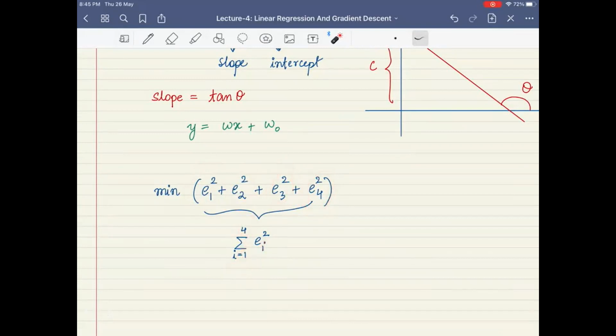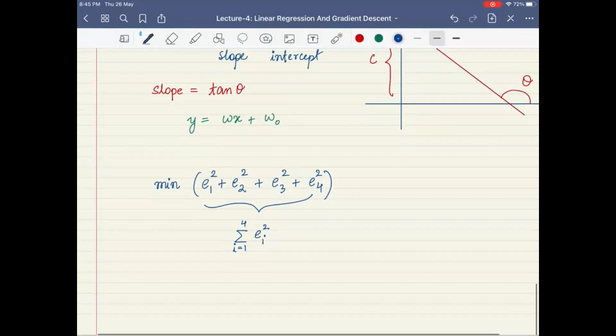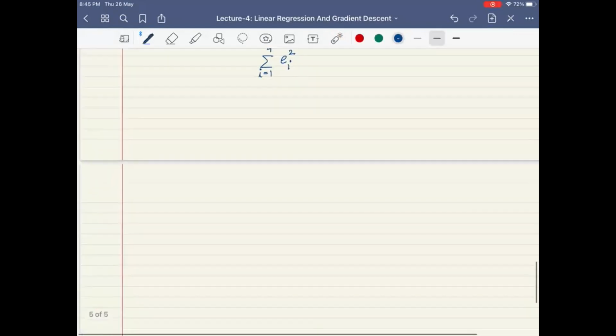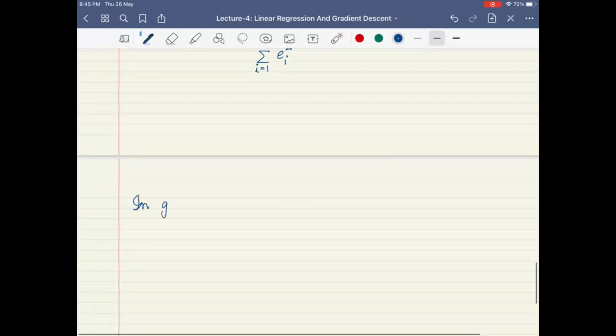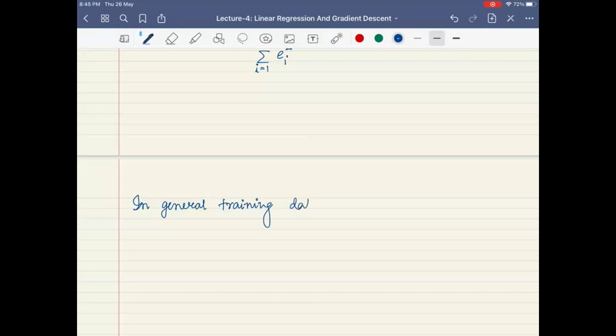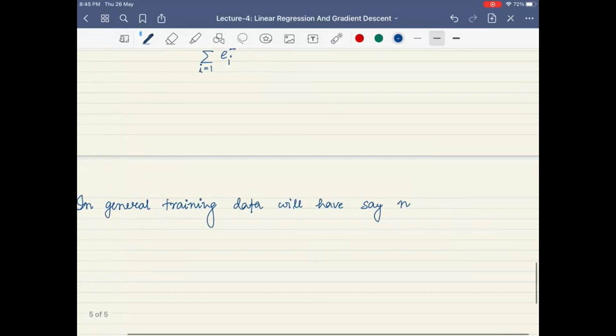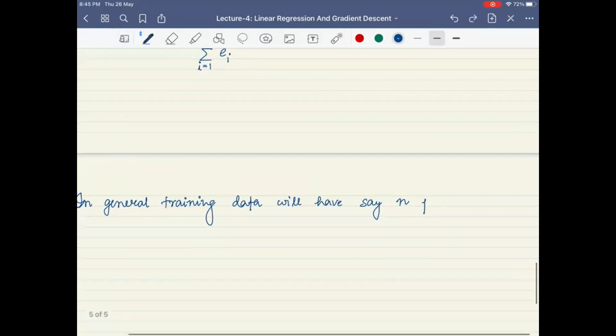In general, here I just considered 4 points. In general, my data set will have many points. So in general, training data will have, say, n number of points, n data points. Here I considered only 4 individuals, their heights and weights, but in general I might have some n. I do not know what n is, maybe 1,000, 10,000, something.